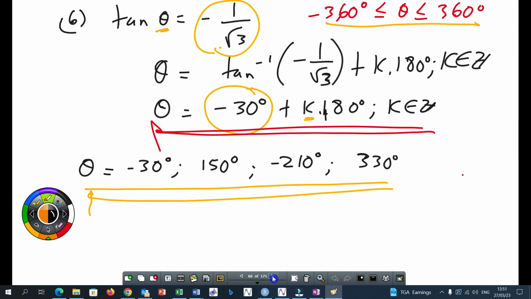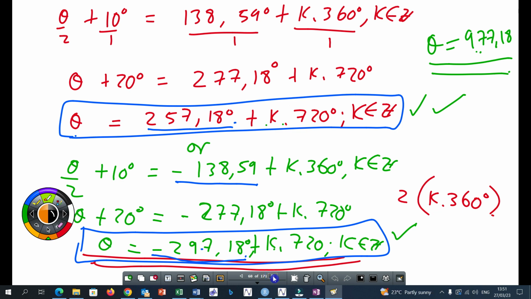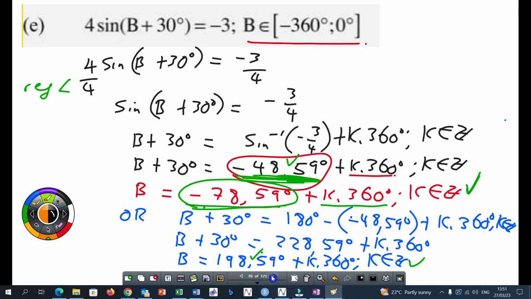Right? Okay, let's get on. So I'm here. I found my two general solutions. Now I need to use them to determine the actual values of B. And the restriction says B lies between minus 360 and 0 degrees. Both endpoints are included because of the square brackets. So check this now.